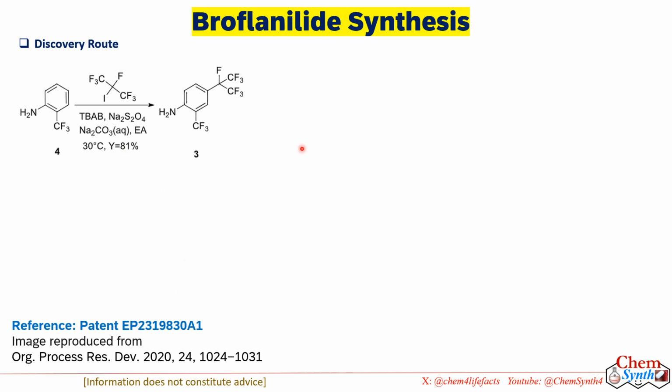First, I am showing the discovery route as described by Mitsui Chemicals in this mentioned patent. The reaction starts with this ortho-trifluoromethyl aniline. First, they coupled it with a polyfluoroalkyl iodide in presence of tetrabutyl ammonium bromide to install this polyfluoroalkyl group selectively at the para position of the amine group. Next, they have done bromination at the ortho position of this amine group by using N-bromosuccinimide reagent.